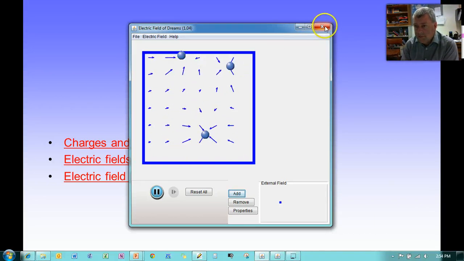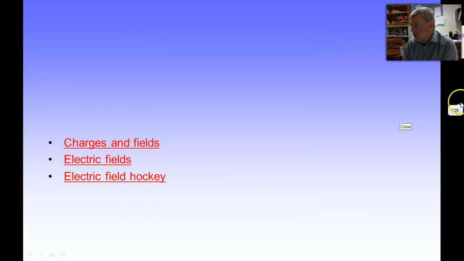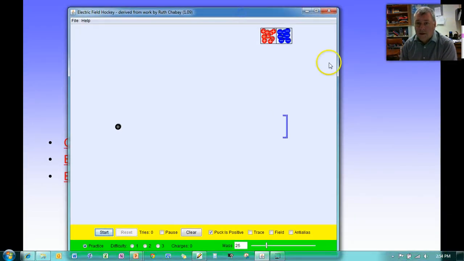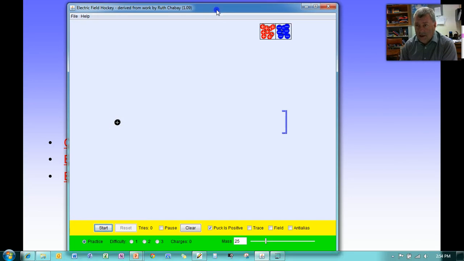So we can get rid of that one. You can play with that one. Now the one I really wanted to show you was electric field hockey, which is a variation of the others. Here you have a positive charge. Now I've got to try and remember how I did this.